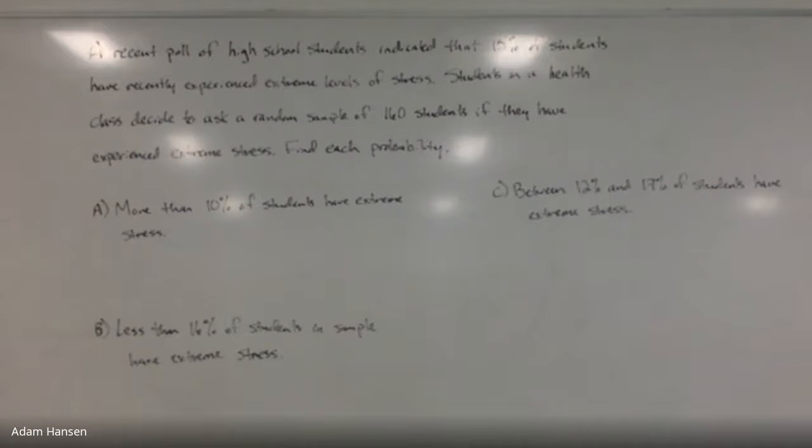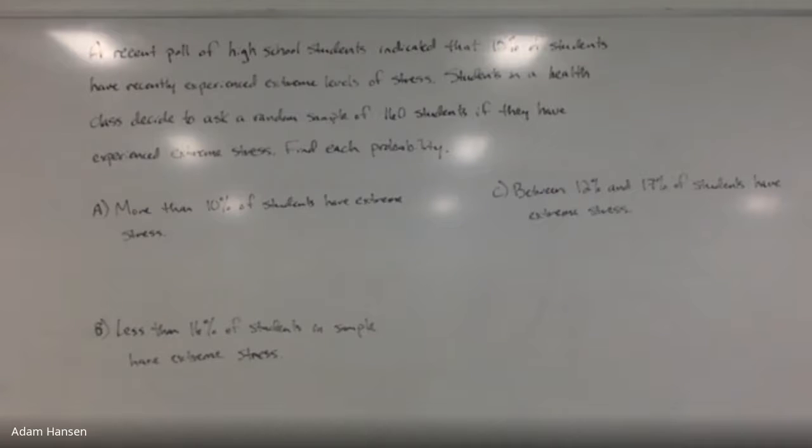So here's our scenario. A recent poll of high school students indicated that 15% of students have recently experienced extreme levels of stress. Students in a health class decide to ask a random sample of 160 students if they have experienced extreme stress. We're going to find the probability of different types of samples being collected down below on parts A, B, and C. Let's run through a few different things that were given to us.